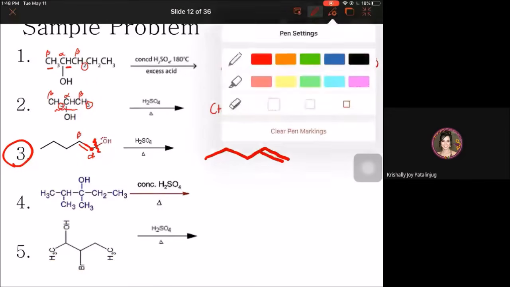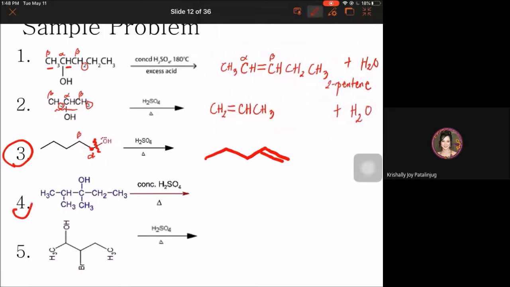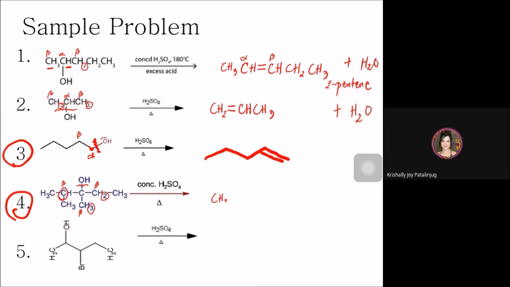Okay, next. Number 4, tertiary. So this is a tertiary alcohol. As observed, there are beta carbons 1, 2, 3, and we compare which has the fewest number of hydrogens. That is the one on the left side, since it has only one hydrogen, while the rest have two and three. So the removal of hydrogen and formation of the double bond happens at the fewest number of hydrogens. So CH3, carbon, double bond.